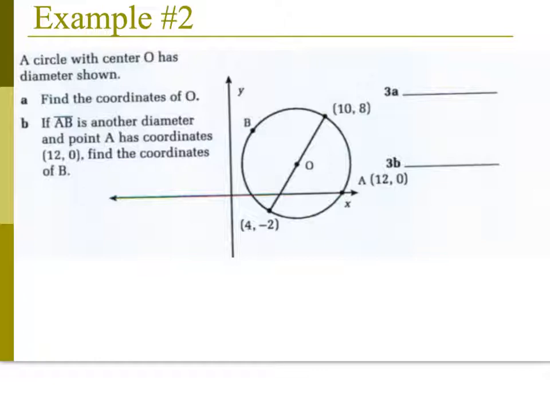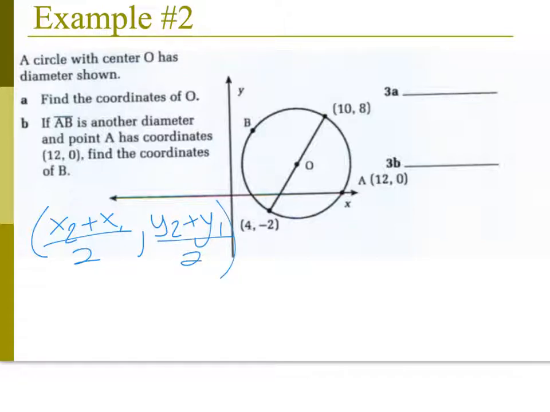All right, so midpoint. We know that bad boy, right? That's (x2 + x1)/2, comma, (y2 + y1)/2. That's my midpoint formula. If you don't know that, jot it down. It's the average of your x's and the average of your y's. So 10 plus 4 is 14 over 2, comma, 8 plus -2 is 6 over 2, so 7, comma, 3.